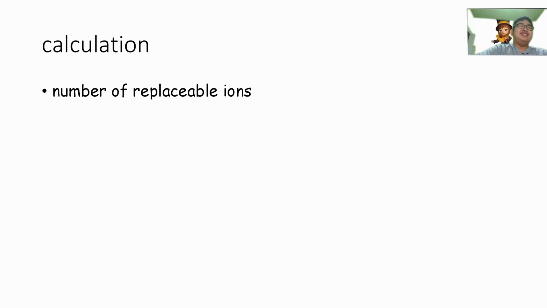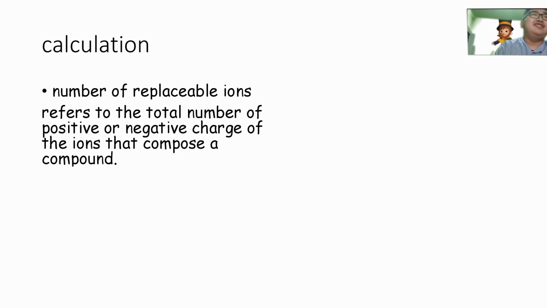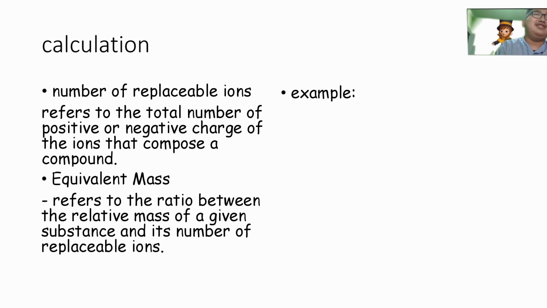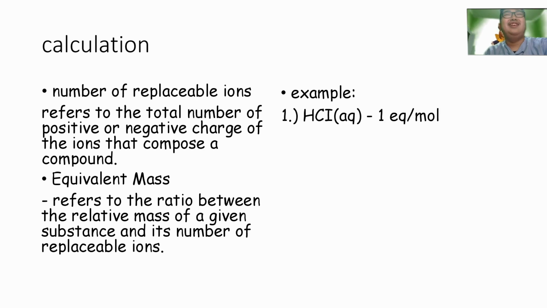Okay, so calculation. This thing is right up my alley, so I think I can do it. Number of replaceable ions refers to the total number of positive or negative charges of the ion that compose a compound. Equivalent mass refers to the ratio between the relative mass of a given substance and its number of replaceable ions. Here's the example.